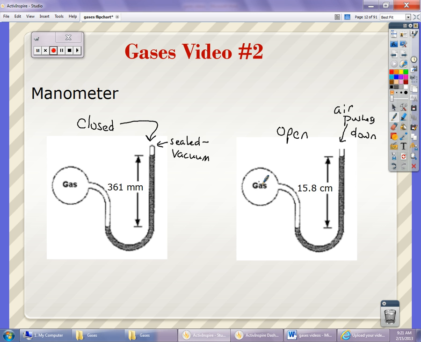Then there'll be some sort of flask that has the gas that you're testing. Depending on how much it pushes down and up will determine what it is. So this one, how high up it goes, is equal to the gas pressure. But this one, how high up it goes, is going to be the difference between gas and air pressure. So the delta H is equal to the difference between gas and air.